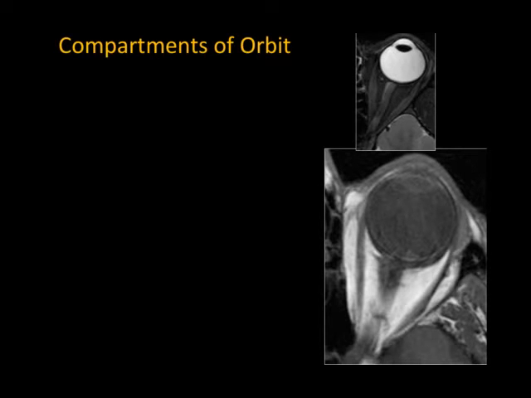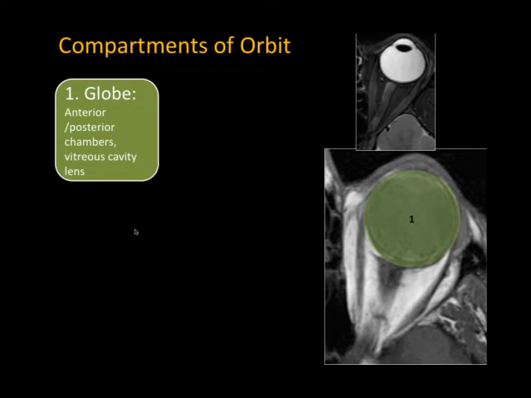So, coming to the compartmental anatomy of the orbit. So, first we have the globe. Whenever you have a lesion in the orbit, you have to divide it into compartmental anatomy. Only then does the surgeon understand. So, first is the globe.